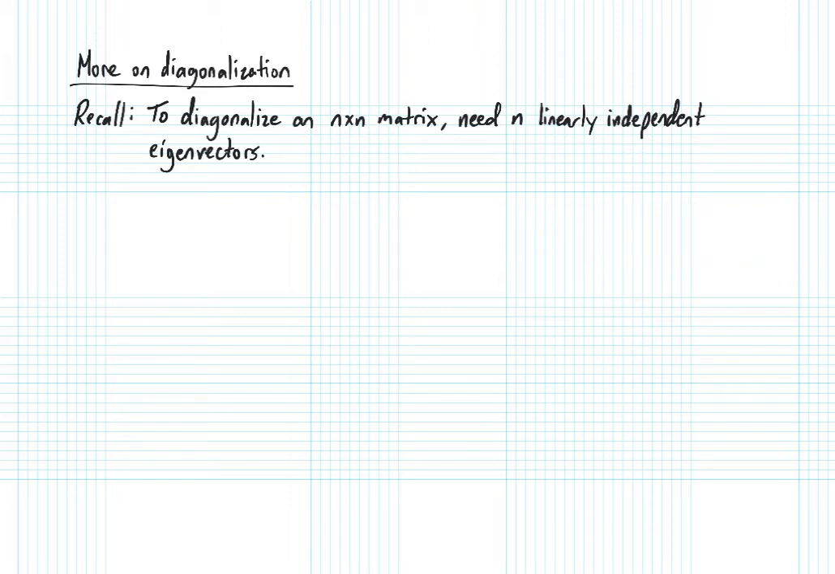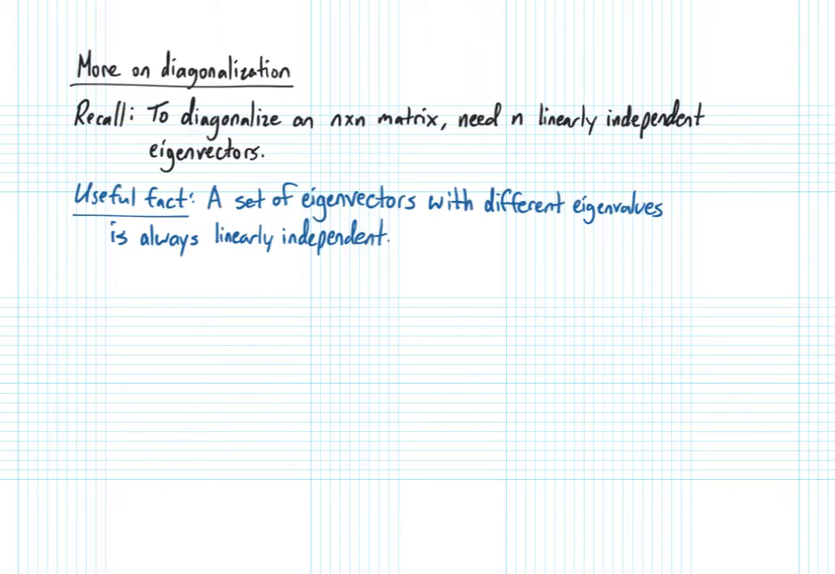So one of the things that could be difficult here is you could go through the process of finding eigenvalues and eigenvectors, but then how do you know that those eigenvectors that you get are linearly independent? In the 2 by 2 case, it's not that big of a deal. You can just sort of look at two vectors and say that they're linearly independent because they're not multiples of each other. But in higher dimensions, it's not so easy to just look at the vectors and see that they're linearly independent. So here's a useful fact that helps with this.